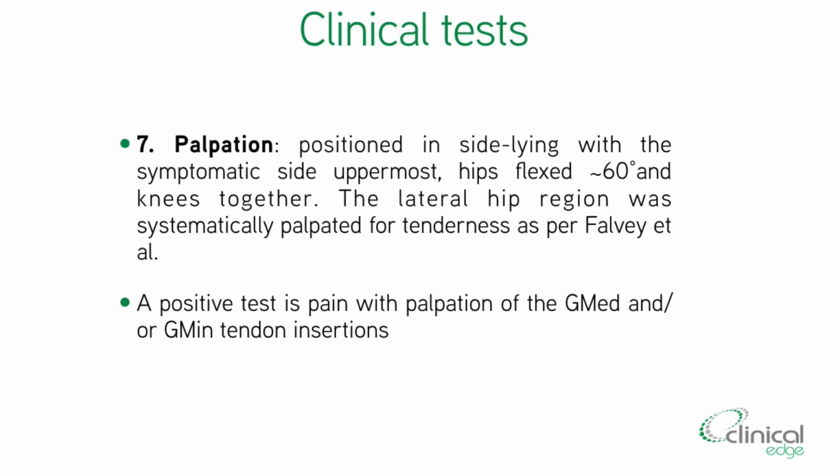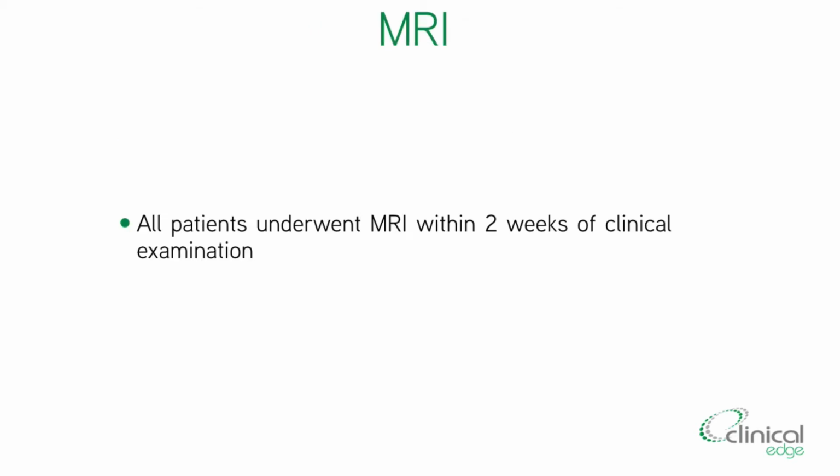So they got them in side lying with that hip that was symptomatic uppermost. They flexed their hips to about 60 with knees together, and then they palpated systematically around that greater trochanter like they did in Falvey et al. So the positive test was pain with palpation of the glute med or glute min tendon insertions.